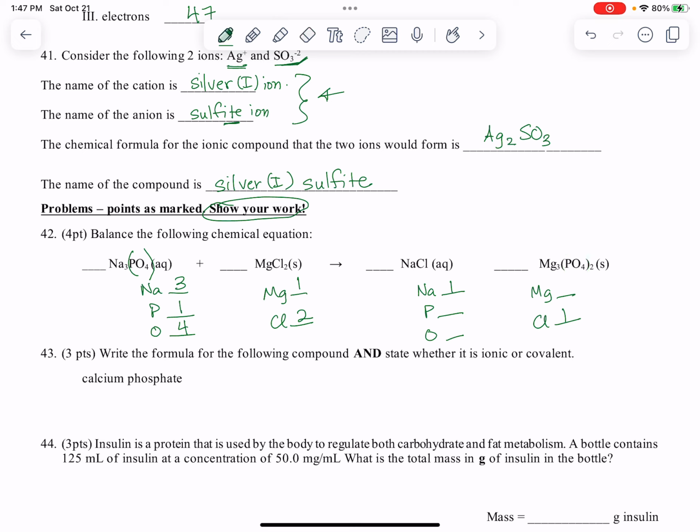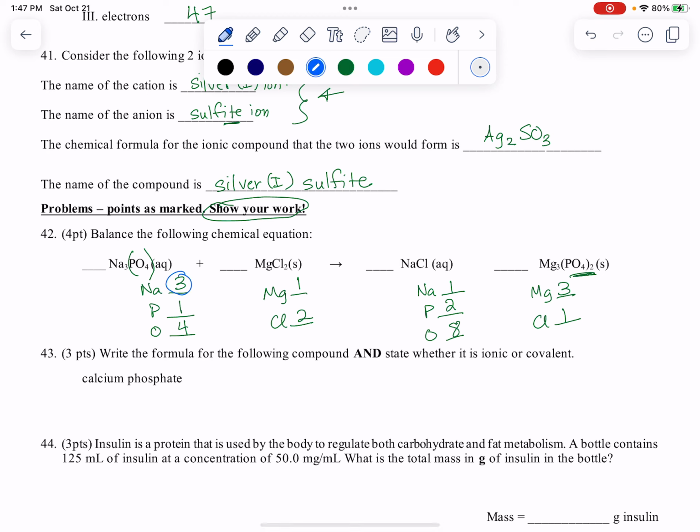Get rid of that so you can see clearly I've got 2 of the phosphates and 8 of the oxygens and 3 of the magnesiums. All right, so I just go down the row, starting with one that's going to be easy-ish. Let's do sodiums. How about a 3 there? That makes 3 sodiums. That also makes 3 chlorines. All right, I can go ahead and do phosphorus. I've got 1 over here and 2 over here, which means I need 2 sodium phosphates.